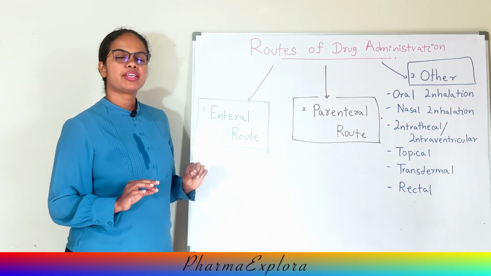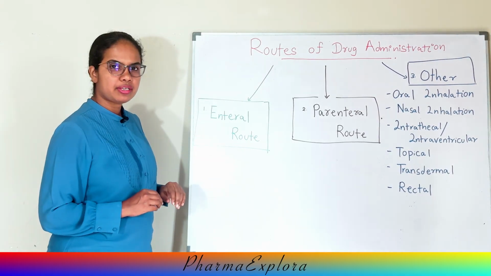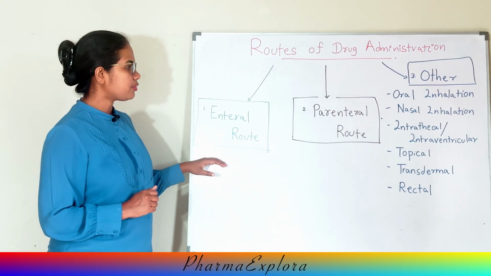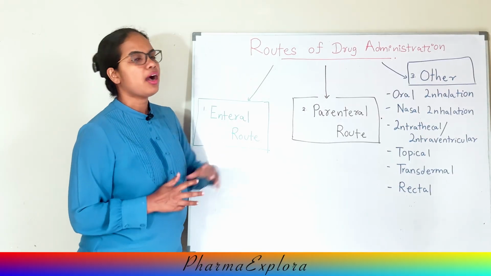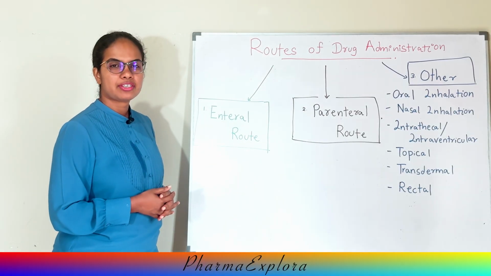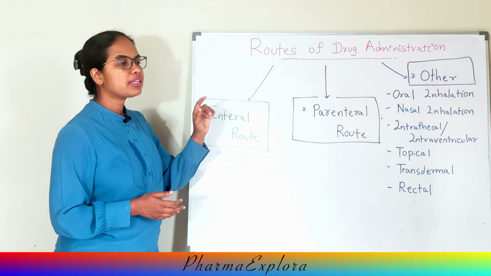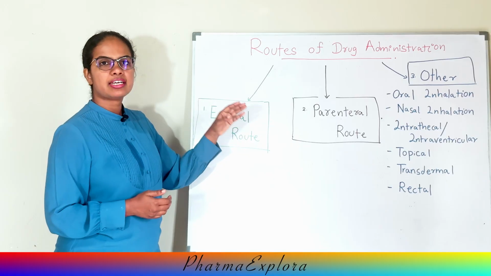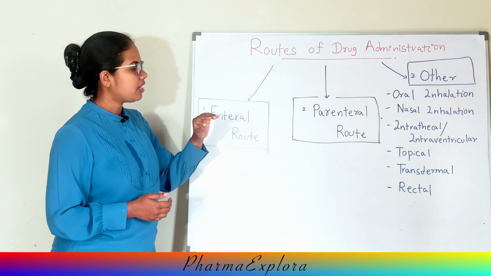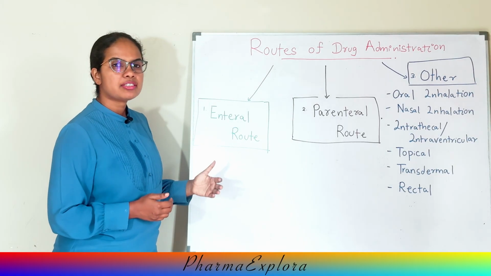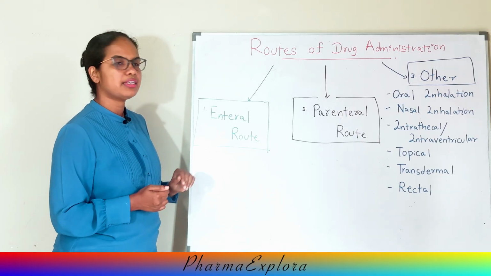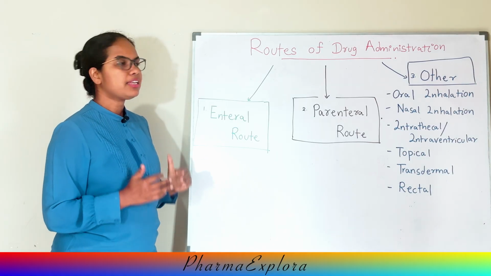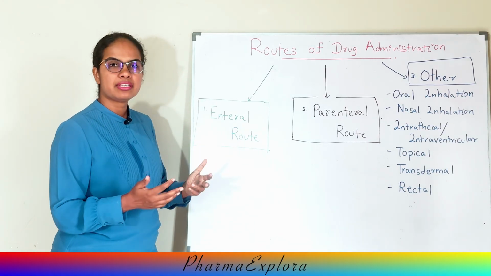Now, the routes of drug administration can be divided into three main categories: the enteral route, the parenteral route, and other specialized drug administration pathways. The other category includes oral inhalation, nasal inhalation, intrathecal or intraventricular administration, topical administration, transdermal administration, as well as rectal administration. Now let's discuss each of these routes of administration briefly.